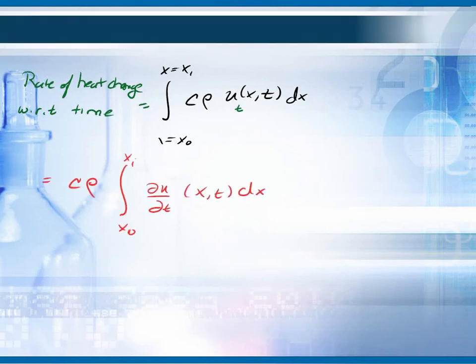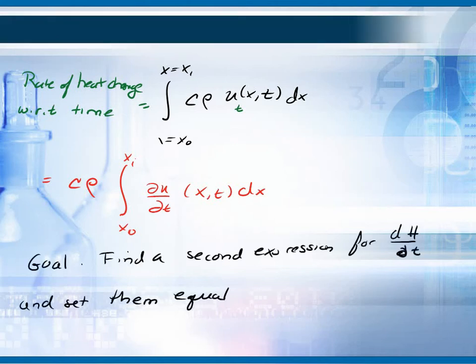And then I'm going to write it this way. So far, so good? So where does the heat equation come from? What you have right now is the left side of the heat equation inside the integral. What you're going to do is find a second expression for the change in heat with respect to time in integral form and set the two integrands equal. And those two integrands turn out to be the left and right side of the heat equation.